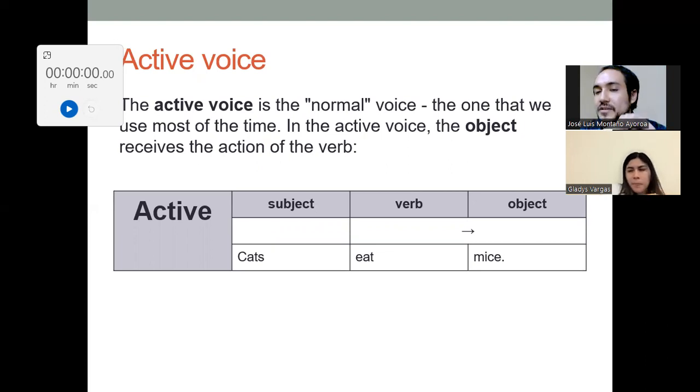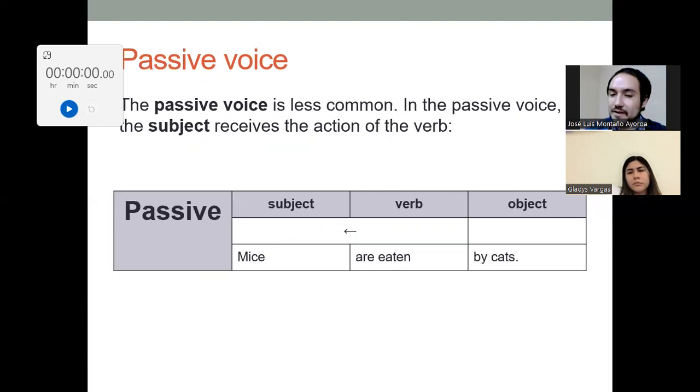How can you change this to passive? How can you give me a passive sentence with this idea? You have to invert the things. How do you do it? Mice are eaten by cats. Correct, right? Very simple, very clear, and you got it, right? That's great. Perfect. Mice are eaten by cats.